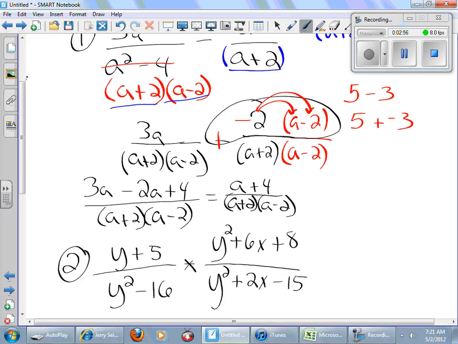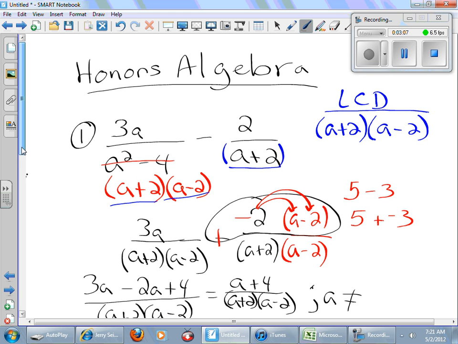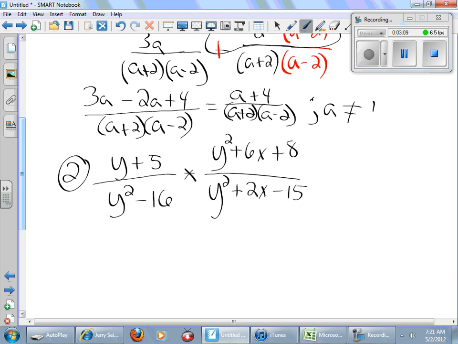All right, and I'm going to state my restrictions. And remember, I want to do my restrictions from the beginning of the problem because if anything has simplified and canceled out, I will miss them. And it looks like a cannot be plus or minus 2. And there you go.